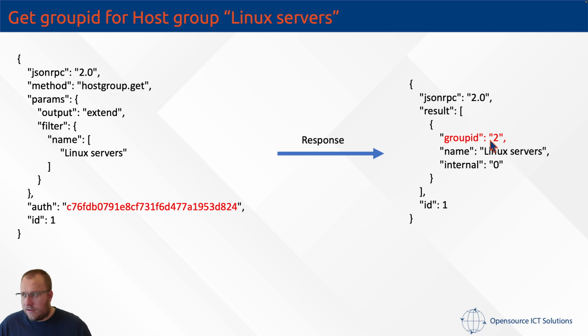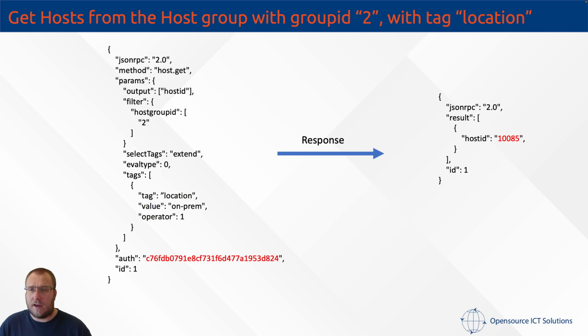Once I've got this one, I know that I'm looking for the hosts in group ID 2, and we can utilize it. So host.get, output hostid. I honestly do not care about the host names here. The only thing I need is the host ID for the next step. We are filtering on host group ID 2. We would like to get all tags out, default type 0, and the tag we are looking for is tag location, value on-prem, operator 1, and I think this one is equals.